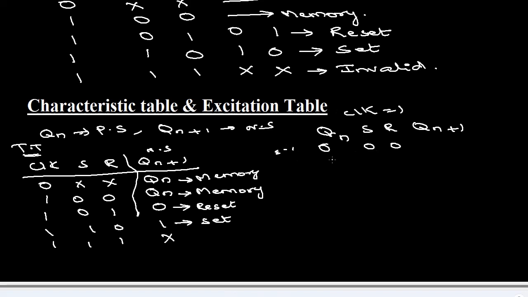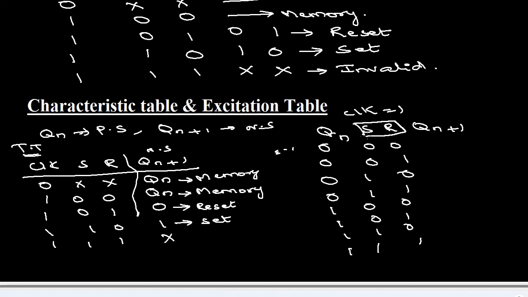First state is 0, 0, 0. Second one is 0, 0, 1. Third one 0, 1, 0. Then 0, 1, 1. 1, 0, 0. 1, 0, 1. Next one is 1, 1, 0. 1, 1, 1. Now see here. Now we are checking the Qn state value for these input values of S and R. For S is 0, R is 0, that condition is called the memory condition. Here memory is the previous state, so Qn is the memory state. Qn contains 0, so the memory is also 0.